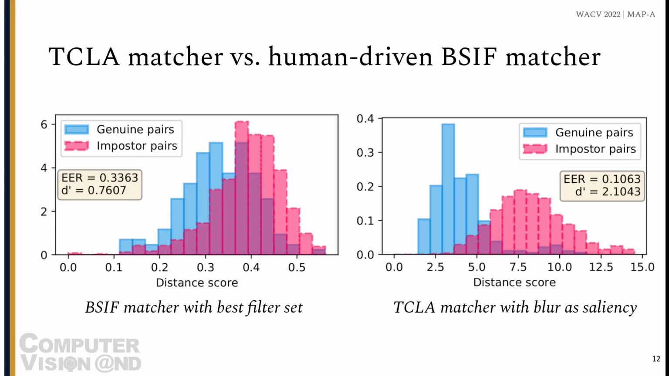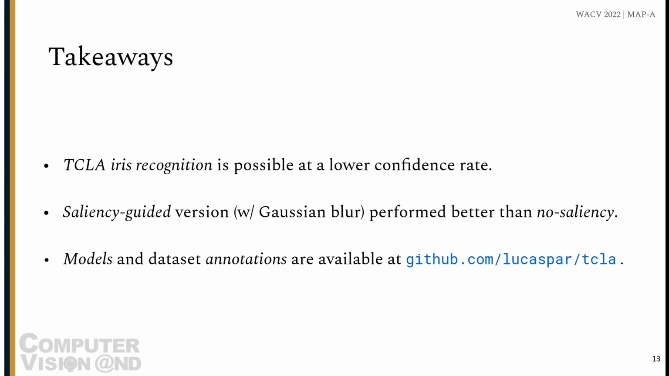So here are the takeaways of this paper. First, we show that the textured contact lens-aware iris recognition is possible at a lower confidence rate, but still much better than chance and better than state-of-the-art method that assumes a live iris, even when this method is paired with a contact lens-aware segmentation. Second, the saliency-guided version using Gaussian blur performed better than no saliency and random noise to replace regions to be ignored.